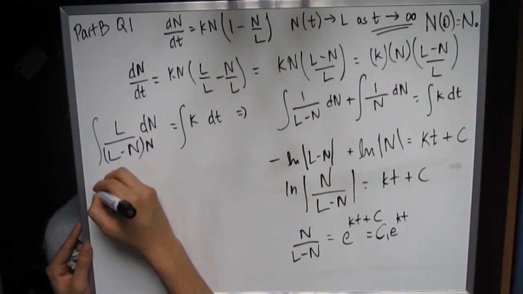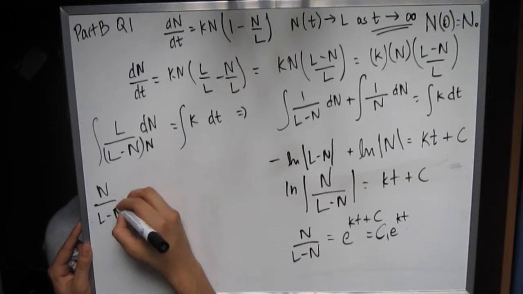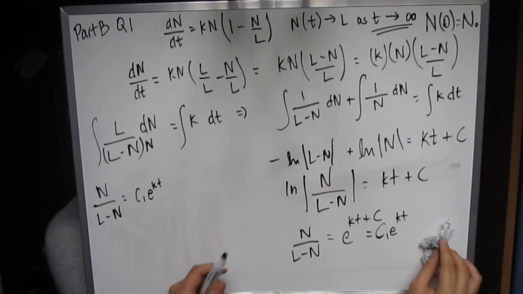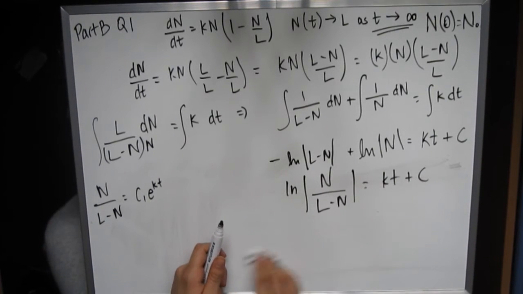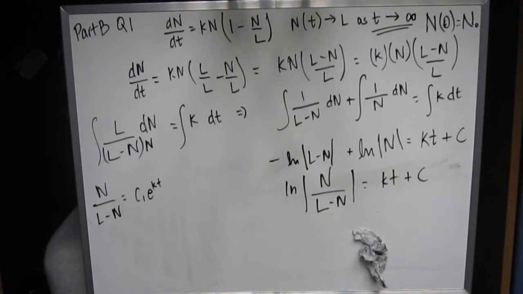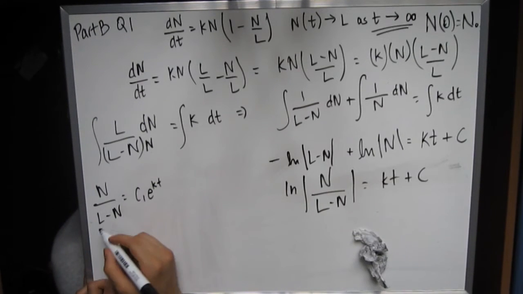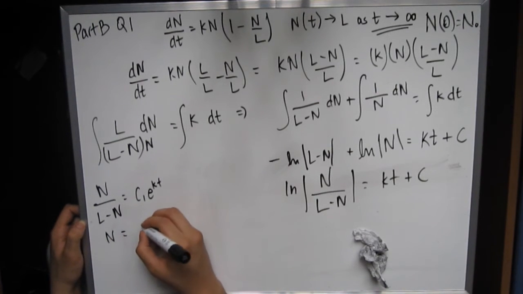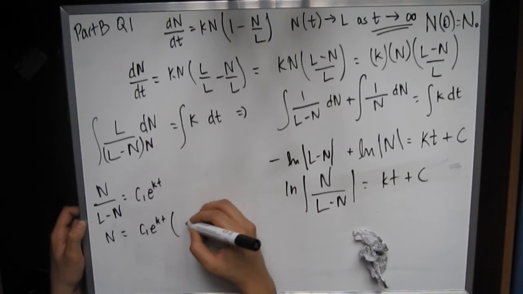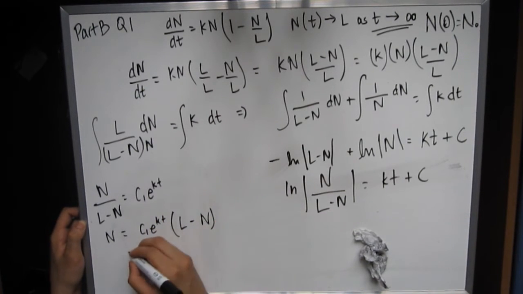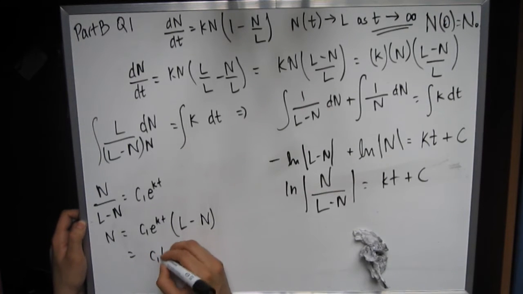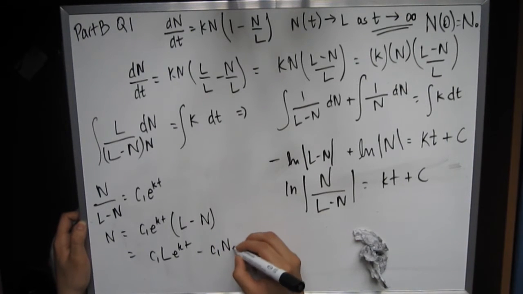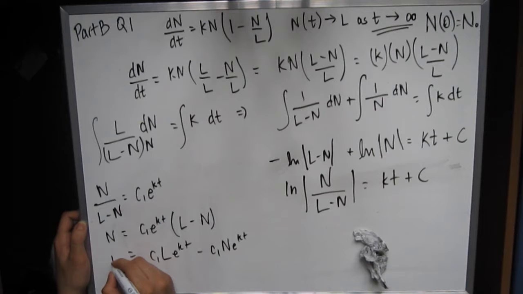So basically our equation is now something like n over L minus n, which is equal to C1 e to the kt. The best way to continue this is by multiplying L minus n across to the other side. So you have n is equal to C1 e^(kt) multiplied by L minus n, which then becomes C1 L e^(kt) minus C1 n e to the power of kt.